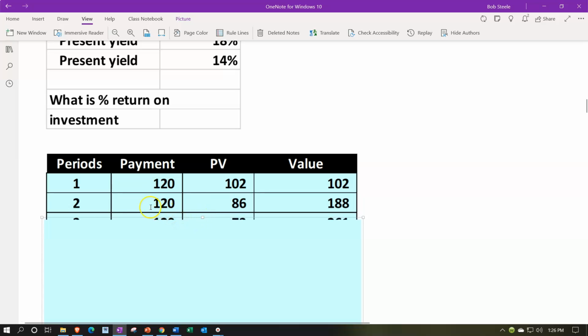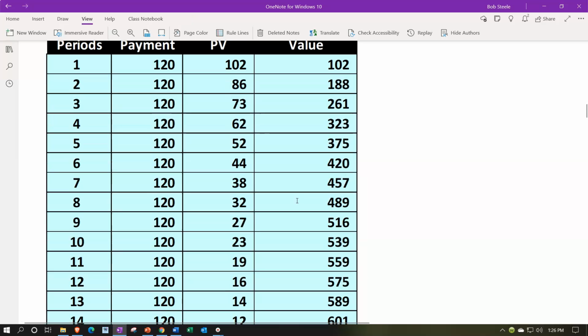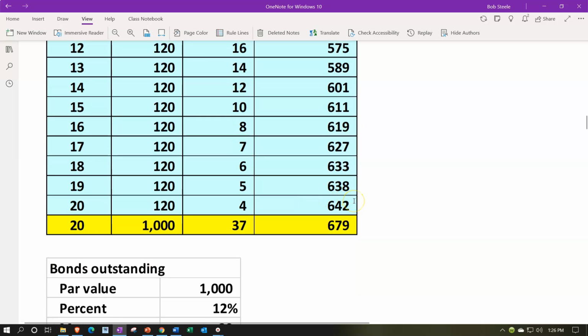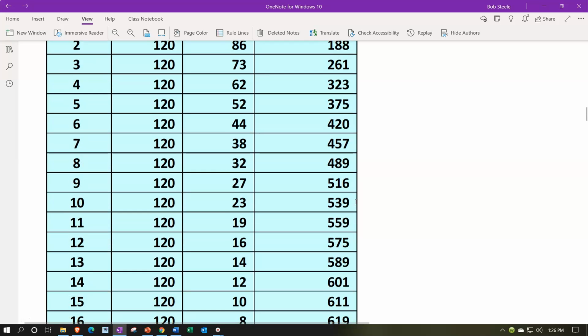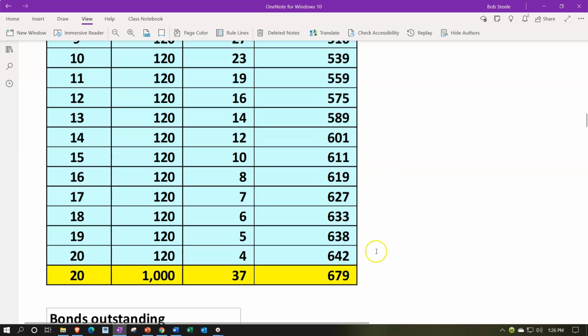Value 102. 2 periods out, the second payment, 120 again, then present value back 2 periods would be 86. 86 plus the 102 gives us the 188. Next one, third payment, 120, present value back 3 periods, 73. That 73 plus the 188 would give us the 261, and so on and so forth until we get all the way down to the 20 payments, bringing us to that 642 again. Doesn't include the pennies, but is the same amount as the 642.33 we got to up top.